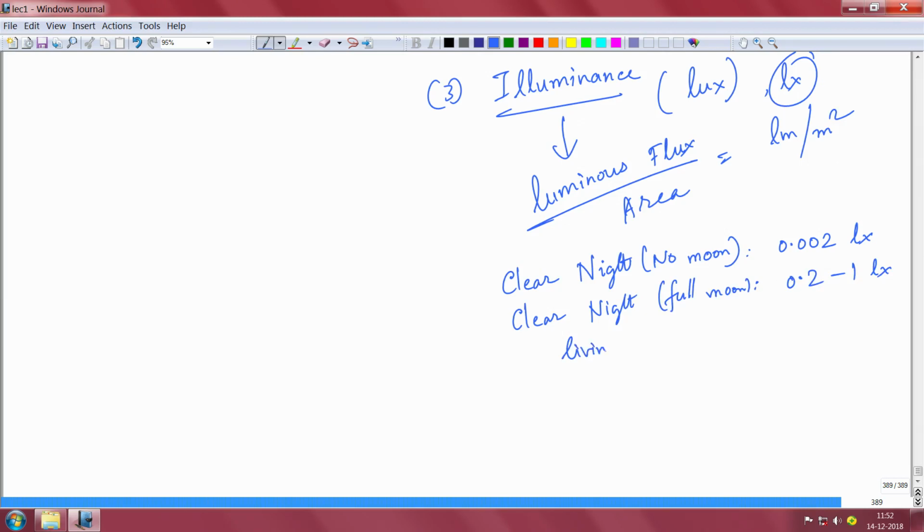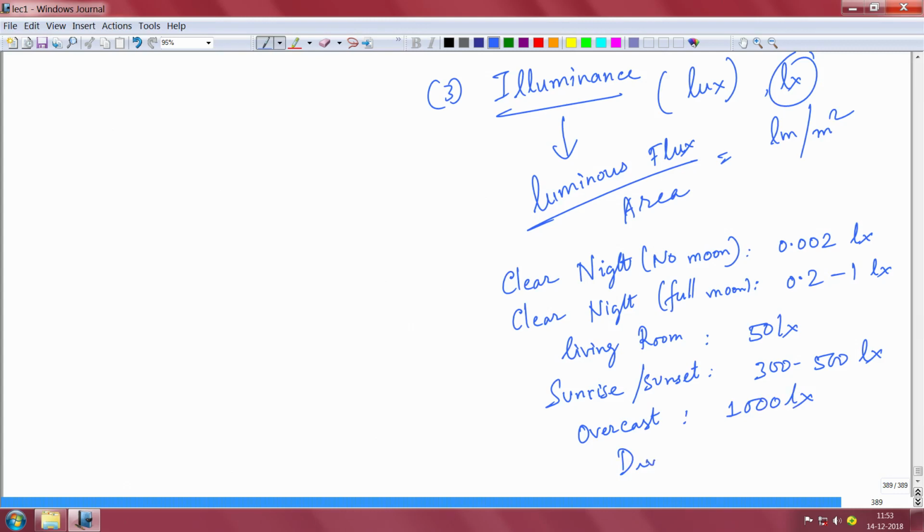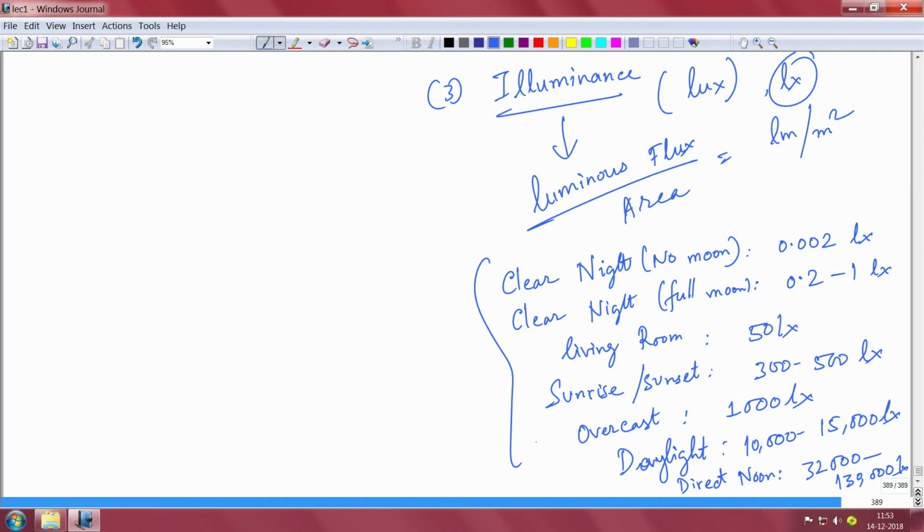Inside a family living room with a light glowing, you will have 50 lux. At sunrise or sunset, it will be between 300 to 500 lux, that is the illuminance of the environment. On an overcast, cloudy day in the afternoon, it is 1000 lux. In typical daylight, say morning 10 o'clock or afternoon 3 o'clock, that would be around 10,000 to 15,000 lux. And direct sunlight overhead at noon is around 32,000 to 130,000 lux, 1.3 lakhs. So this is just an idea of the illuminance of the surroundings.